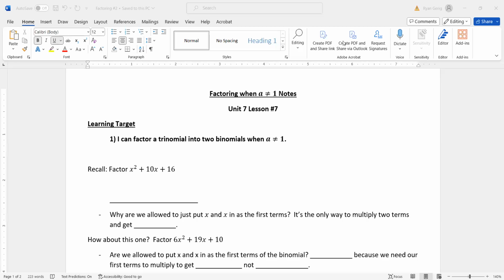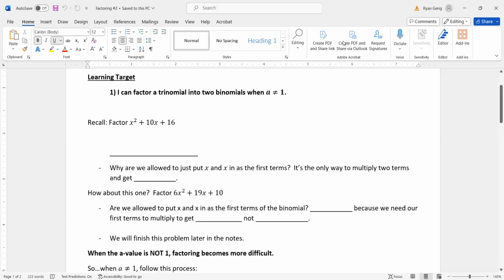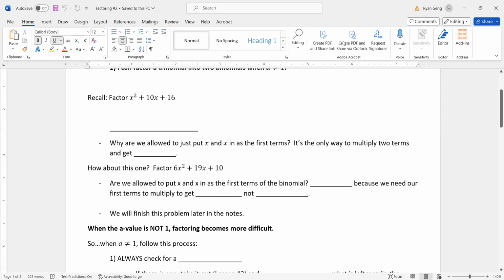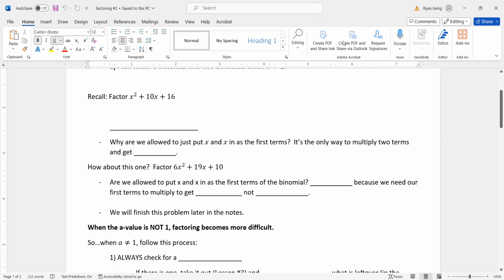Hello and welcome to lesson 7 of unit 7. We're going to take a pretty significant step up with factoring here. So we just got done factoring when a was 1, but now we're going to factor when a is not 1. So just a real quick recap of what we've done.